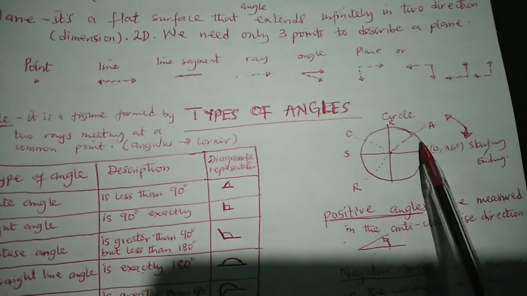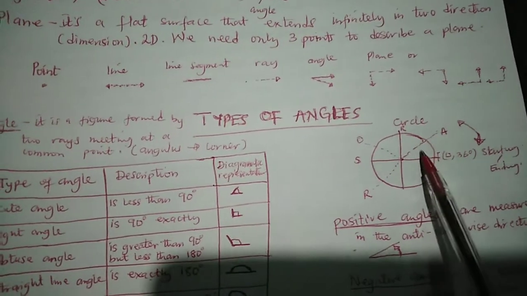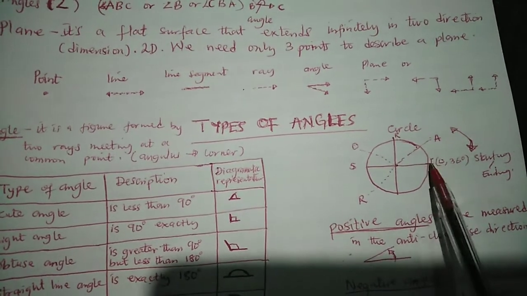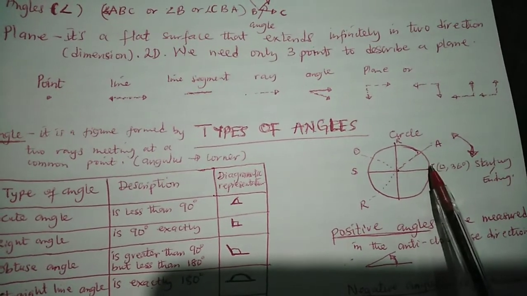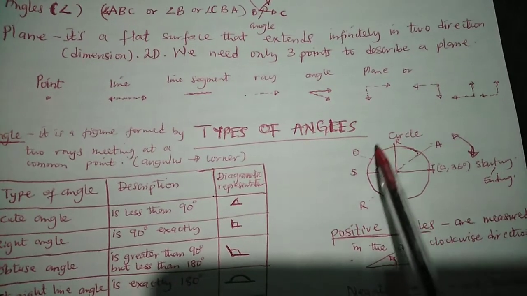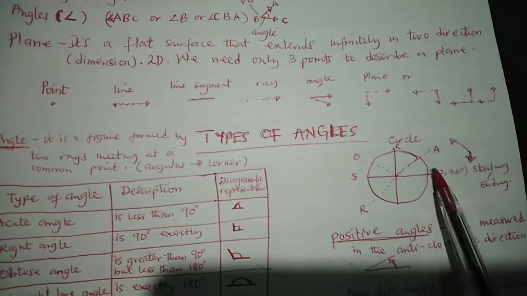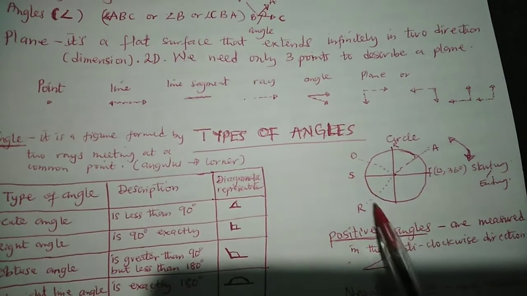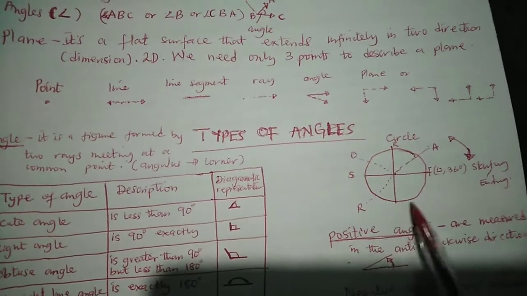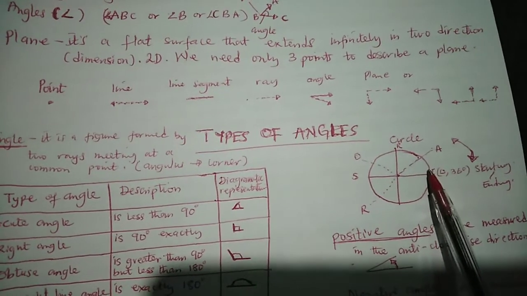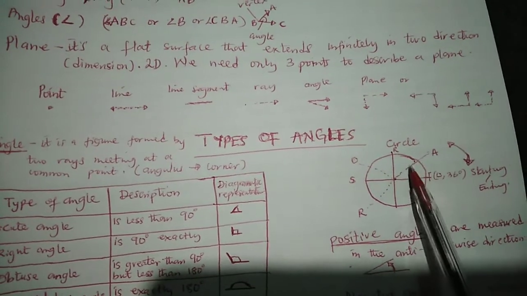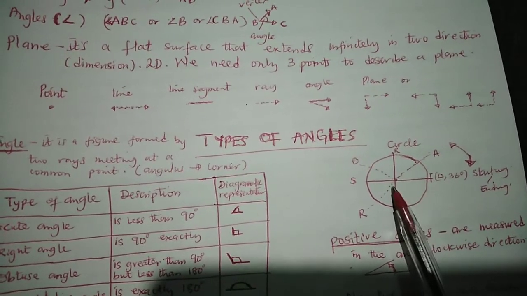Positive angles are measured in the anti-clockwise direction, starting from the first quadrant, that's the positive x-axis. And negative angles are measured in the opposite direction, starting from the positive x-axis. So positive angles are measured in this anti-clockwise direction, and negative angles in this direction. Positive angles are measured in the anti-clockwise direction, whilst negative angles are measured in the clockwise direction. So 90 positive, 90 negative.